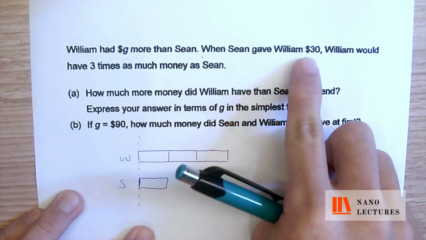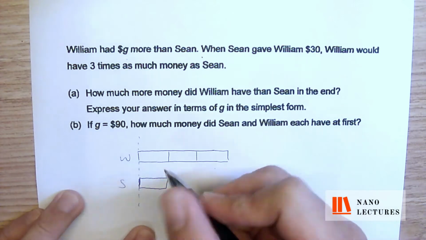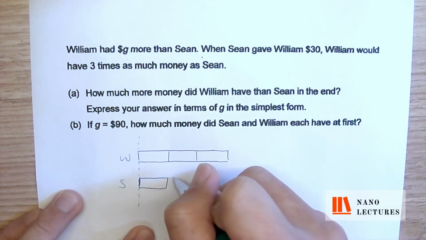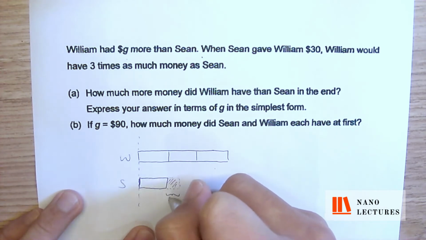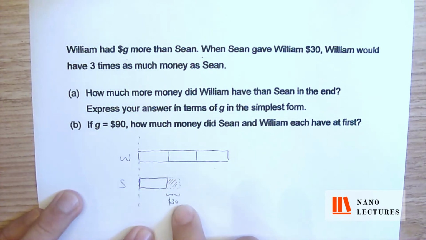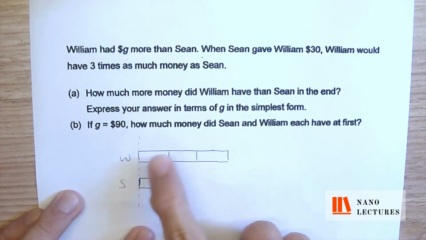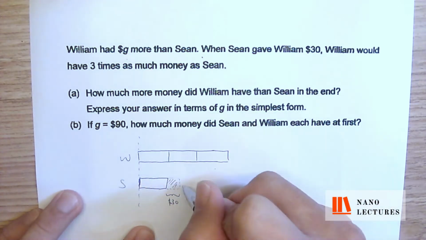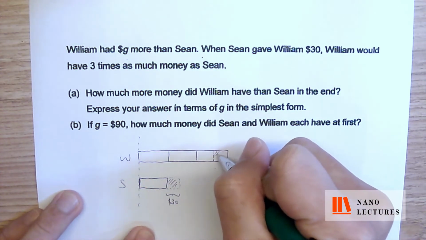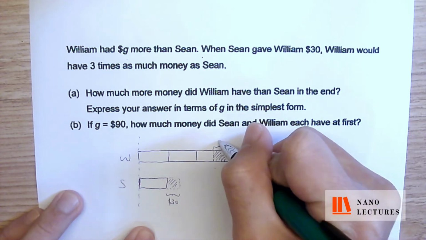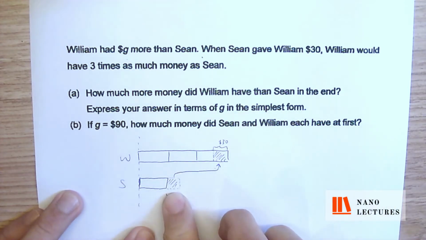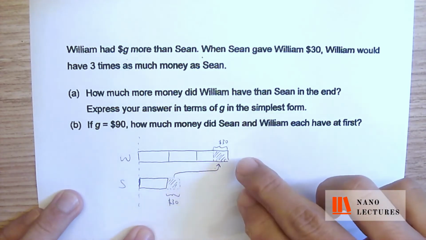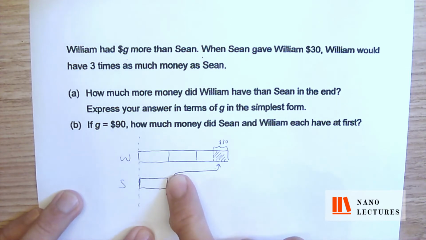Then they said when Sean gave William $30. This tells us that originally Sean had an additional $30. This was given to William, and it's only after giving this to William will William have 3 times as much as Sean. So I'm going to draw over here $30, and then I'm going to draw an arrow to signify that Sean gave $30 to William, so that William now will have 3 times as much as Sean.